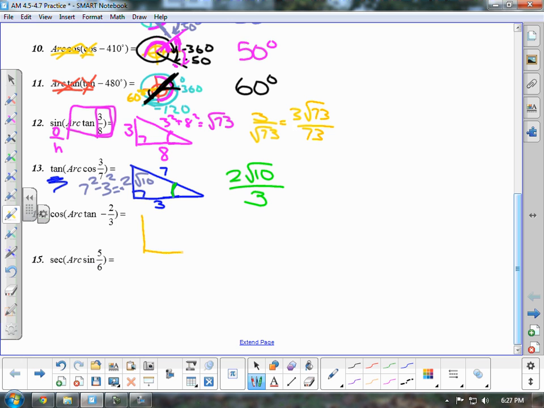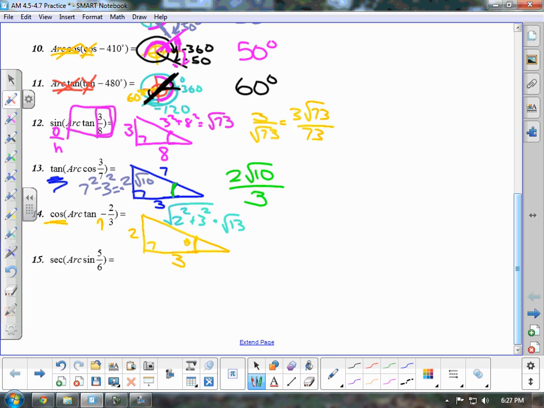14 says arctangent of a negative 2/3. Really don't have to worry about the negative until we're all done with it. So there's our angle, we'll call it theta. And since arctangent is 2/3, this is 2, and that is 3. And now we are dealing with cosine, so we're going to have to find the hypotenuse, which is going to be 2 squared plus 3 squared, and the square root of that, so the square root of 13.